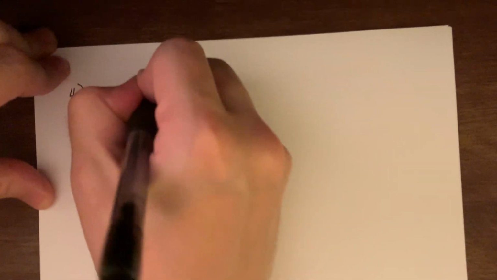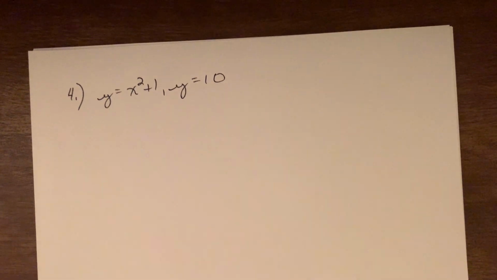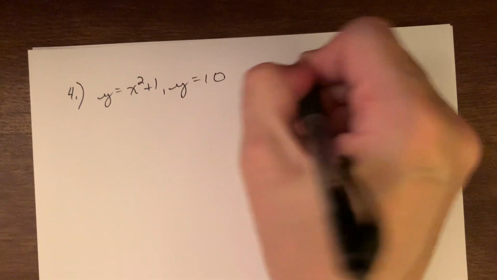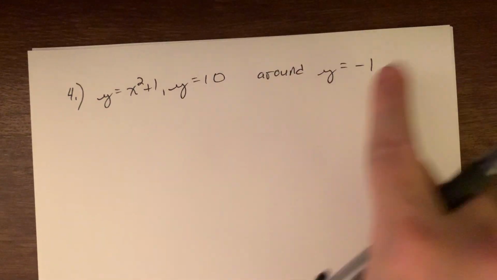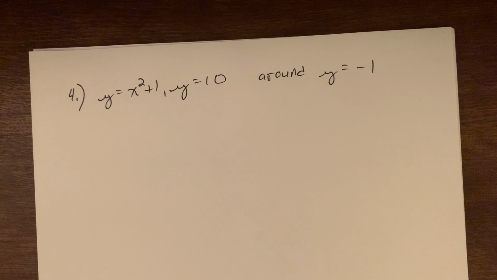Let's take, and for number 4, I'm going to go back to those same curves one more time. y equals x squared plus 1 and y equals 10. Just taking those two, but this time we're going to go around y equals negative 1.